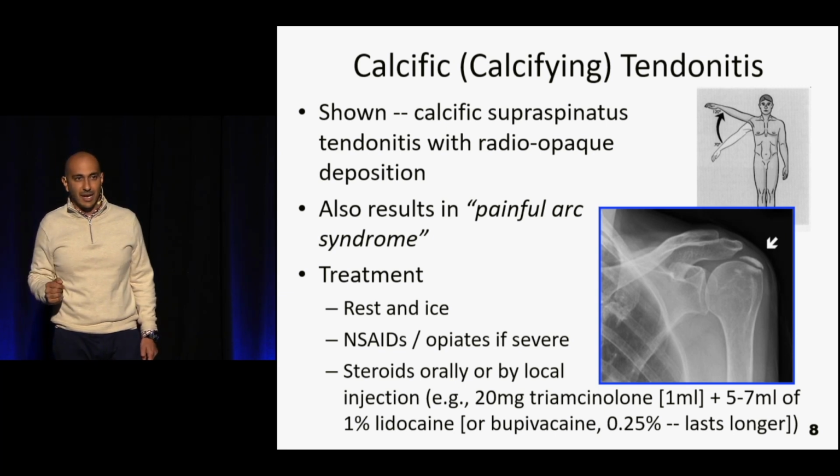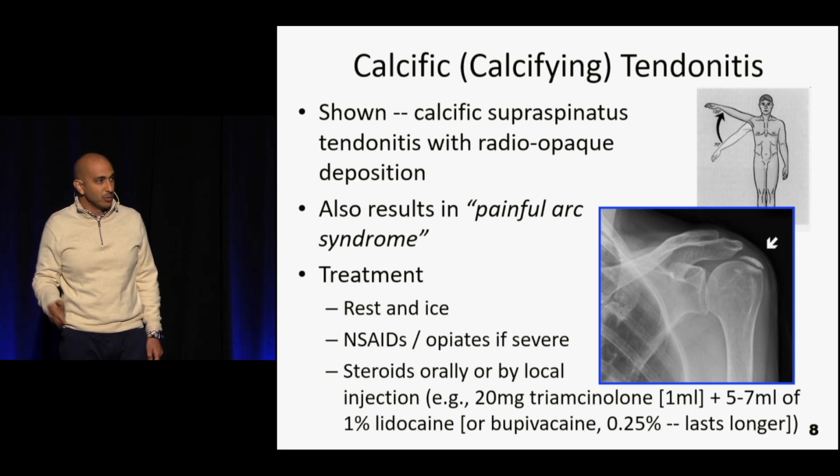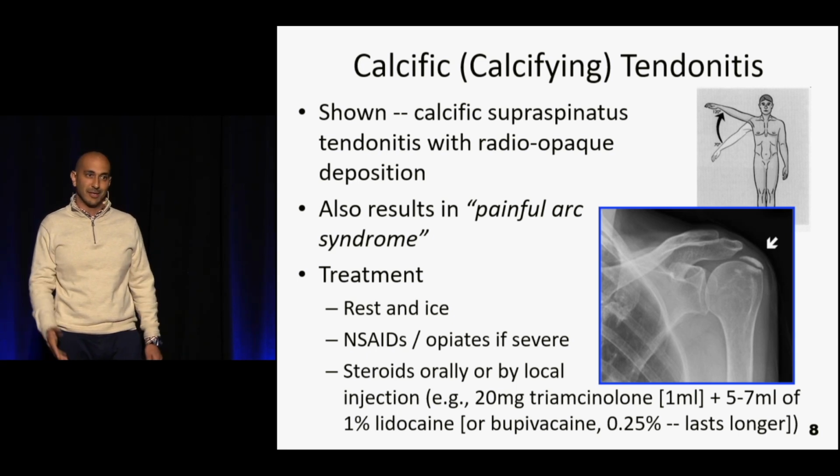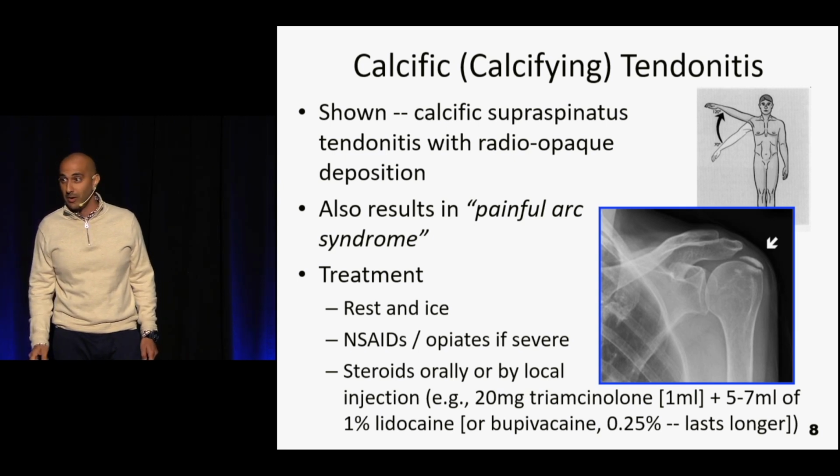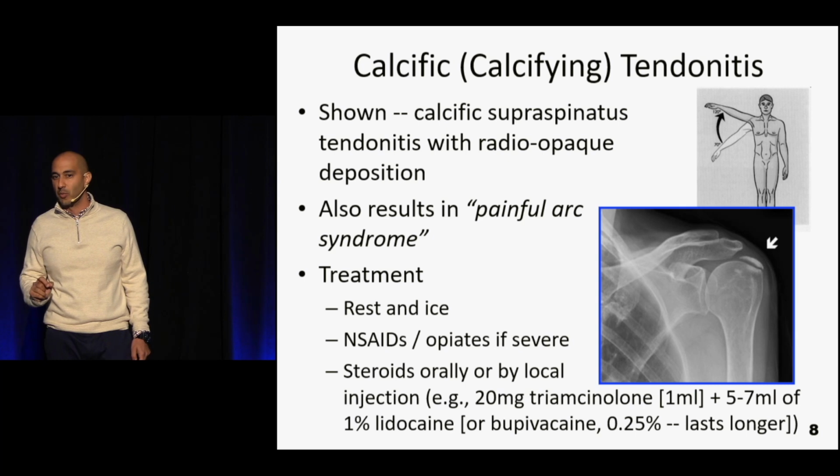In calcific tendinitis, you're fortunate enough, how many shoulders do we image and we just get nothing? We don't see anything, and you have to tell the poor patient, rest, ice, we don't know. There's some soft tissue problem over there. But with calcific tendinitis, you can actually show them where the problem is.